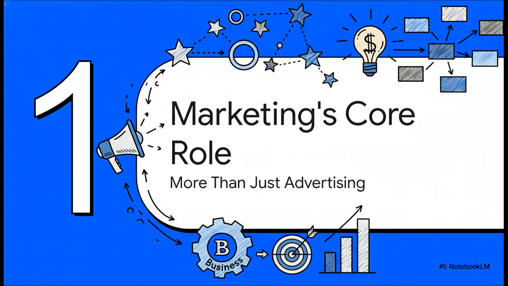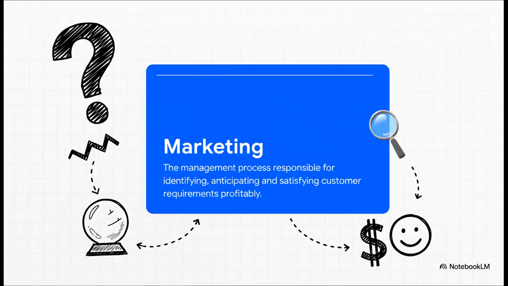What is marketing, really? As we're about to see, it's a huge strategic function that goes way beyond just making a few ads. This definition from the Chartered Institute of Marketing is one you should definitely know. It's built on three really key verbs: identifying what customers need right now, anticipating what they're going to want in the future, and then satisfying those needs in a way that makes money. See, it's not just about selling stuff. It's a complete management process that links the whole business directly to its customers.